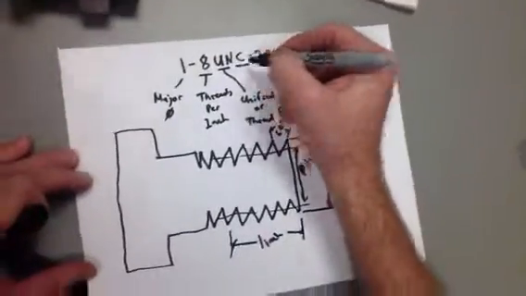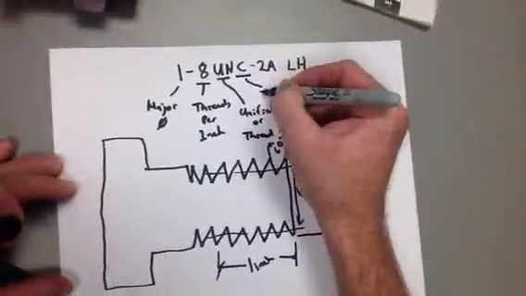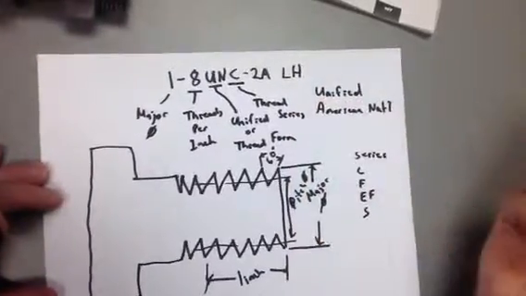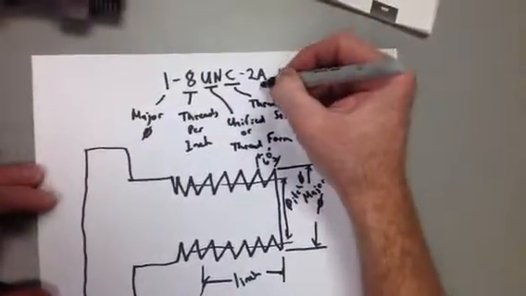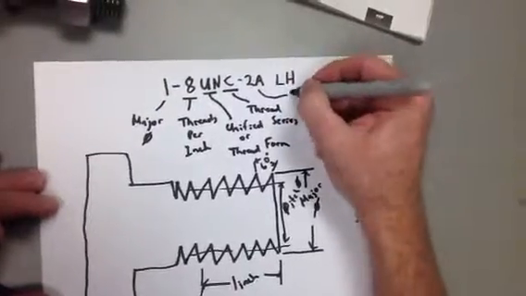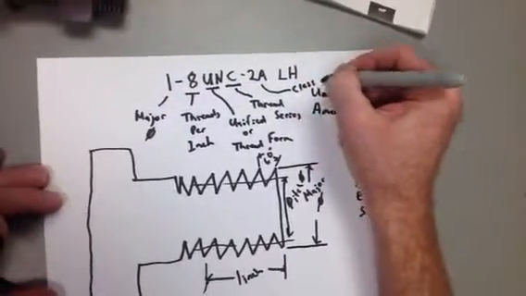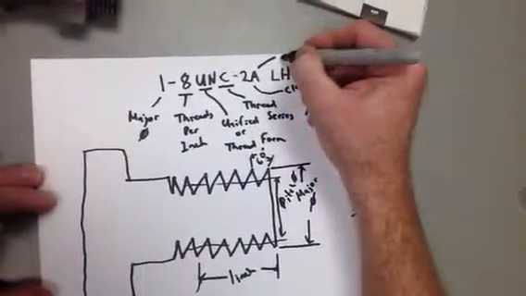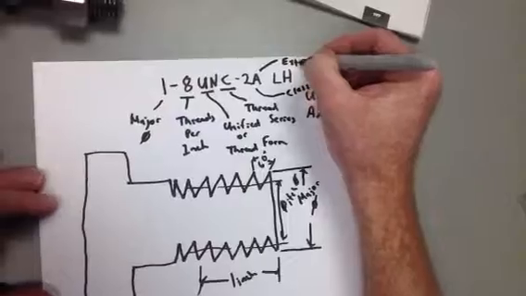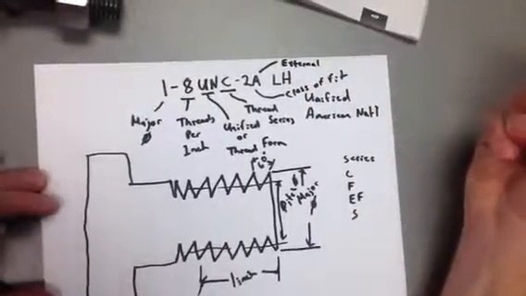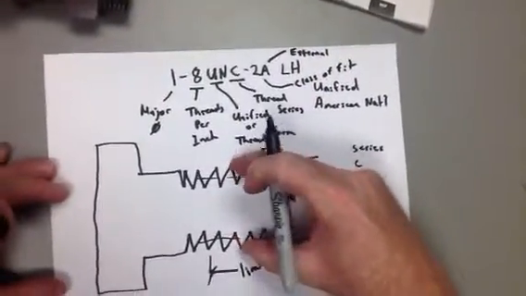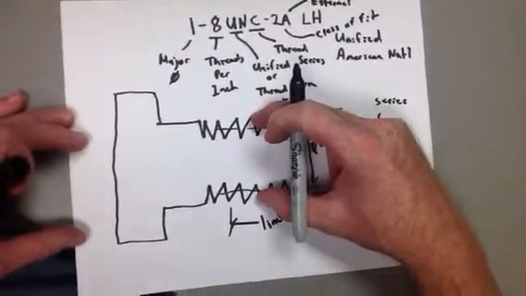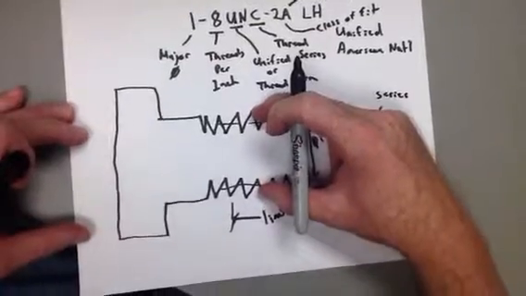You get down here to the C, that is thread series. 2, class of fit. The A means it is an external thread. External would be a bolt. It would be like this thread right here. It's an external thread. You would produce that by chasing threads on something or using a die.